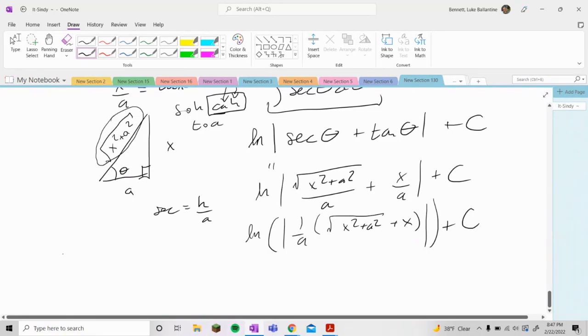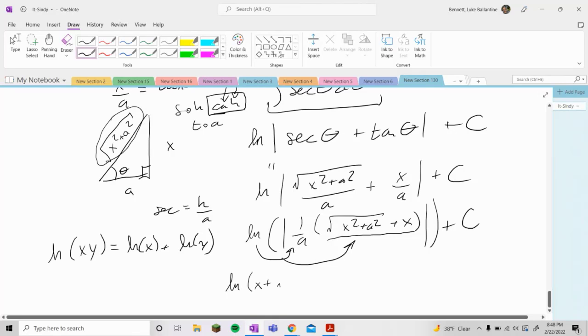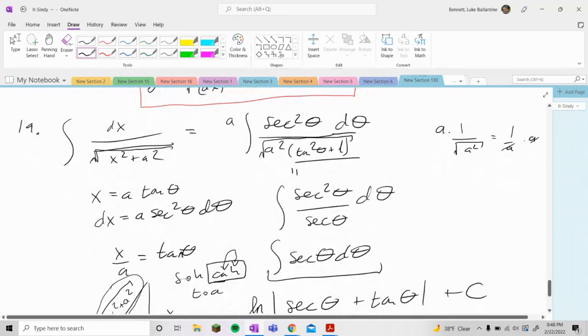Then we can use log properties. We know the natural log of x times y is the natural log of x plus the natural log of y. So we're going to do that with the 1 over a and then this guy. So this is natural log. I think we can assume that the argument right here is positive, so we can drop the absolute value. We can assume this because of the domain, or rather, I guess, yeah, it would be with the domain of secant, because that was our substitution, or tangent rather.